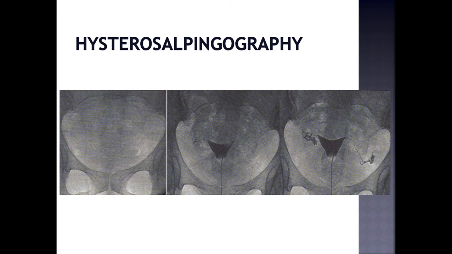So these are the images of HSG. The first is the plain film, and the second is after contrast injection, where the uterine cavity, this is actually the endometrial cavity, is lined well, and then we see in the third image, the fallopian tubes are beautifully lined by the contrast.